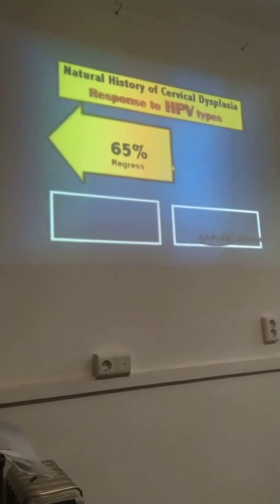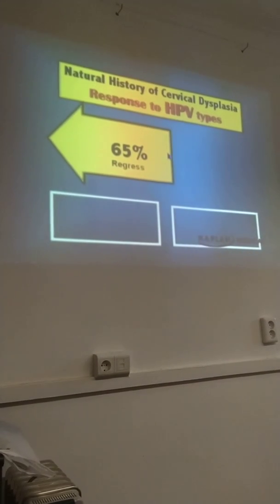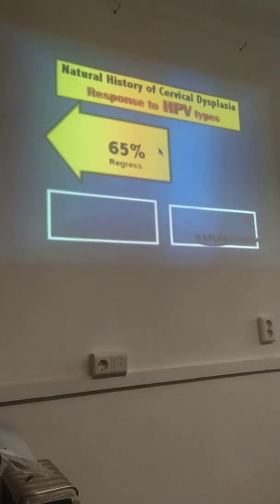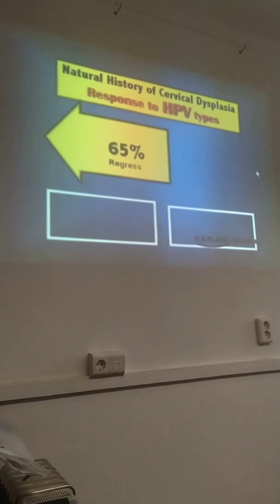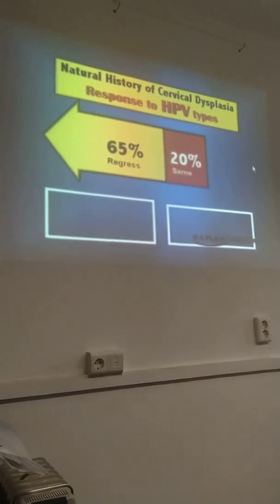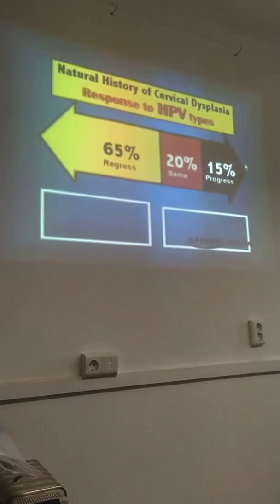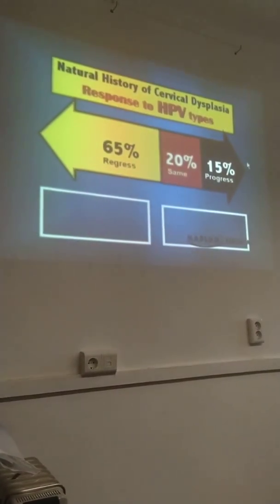65% will regress spontaneously. This is in the non-pregnant patient. In the pregnant patient, this can go as high as 75%. 20% remain the same. They don't get worse, but they don't go away. And only 15% progress to get worse. And what makes the difference? It is the HPV typing.